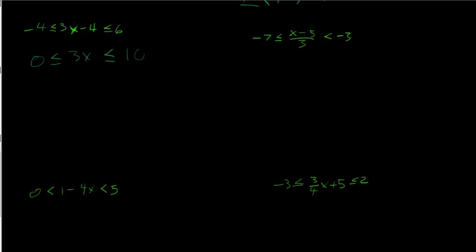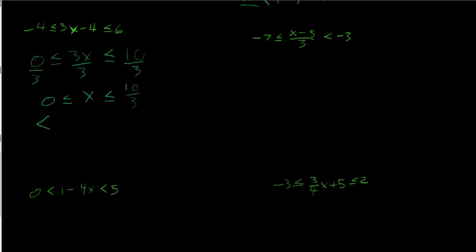Then we're going to divide each of the three parts by this 3 so we can get that x by itself. 0 divided by anything is just 0 again, is less than or equal to x, which is finally by itself, is less than or equal to 10/3. And it's fine to have fractions in our intervals. We don't mind that at all.